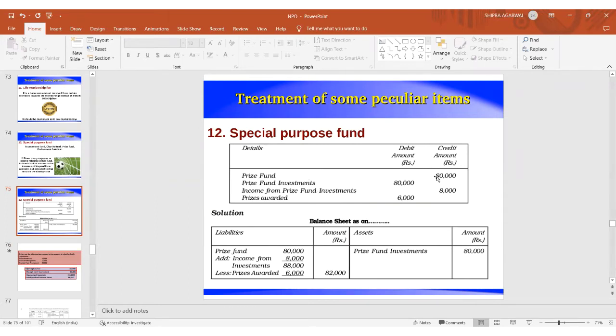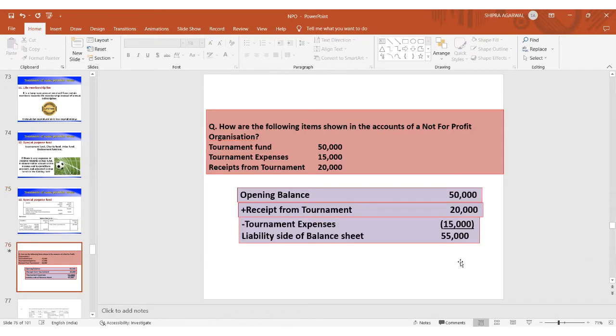See, as I told you, prize fund, which is a specific fund, is to be shown on the liability side. So I've written it over here. Prize fund investment. Investment means it's my asset, so I will show it over here. Now, whatever is the income from prize fund investment, that is 8,000, that is added to the prize fund, right? So your total comes out to 88,000, and whatever expenses are there are to be adjusted over here itself. So that means a net amount of 82,000 on the liability side, and my investments remain the same, that is 80,000.